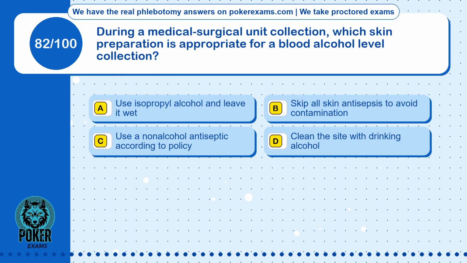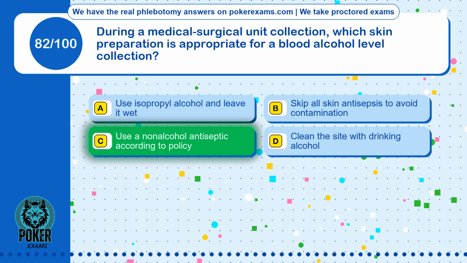Question 82. During a medical surgical unit collection, which skin preparation is appropriate for a blood alcohol level collection? Option A. Use isopropyl alcohol and leave it wet. Option B. Skip all skin antisepsis to avoid contamination. Option C. Use a non-alcohol antiseptic according to policy. Option D. Clean the site with drinking alcohol.